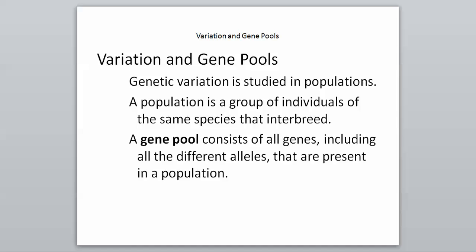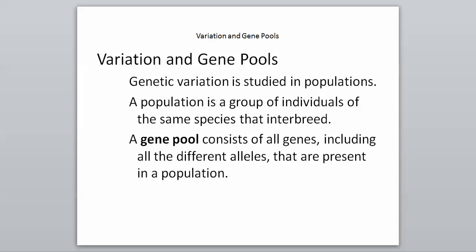And genetic variation is important because we study it inside of individual populations. Another review word: a population is a group of individuals of the same species that interbreed. So that would be like all the rabbits in Havana are a population. There's genetic variation amongst all the rabbits. They're not all identical.